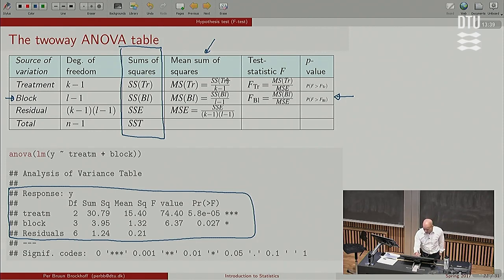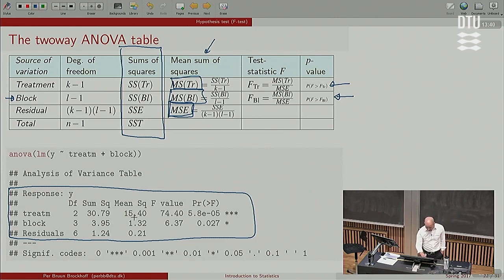The F statistic is basically this mean square divided by this mean square, and this mean square divided by the same MSE. That's the F statistic, and then we look up in the right F distribution to check what are the p-values. So we could do that with PF ourselves if we wanted.